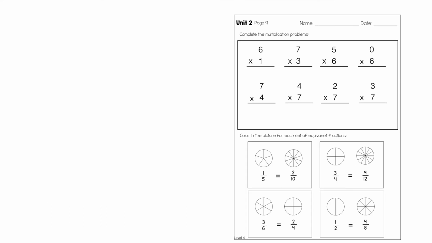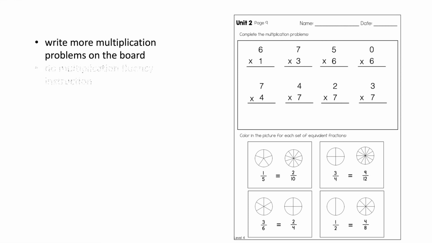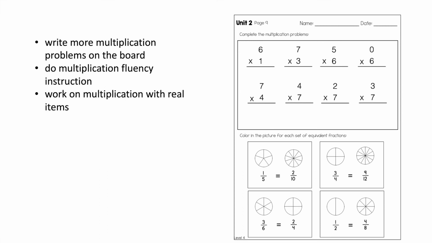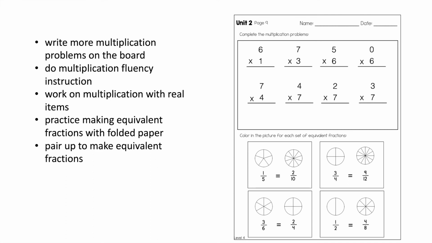And now we have Math Level 4. On this worksheet, we have multiplication, single digit, and we have equivalent fractions. So some possible extension activities for Math Level 4 here could be writing more multiplication problems on the board, working on multiplication fluency instruction, working on multiplication with real items, or drawing out the multiplication problems. You could practice with equivalent fractions using folded paper. You could put kids into pairs and make equivalent fractions. You could do an equivalent fraction scavenger hunt and put different ones around the room.